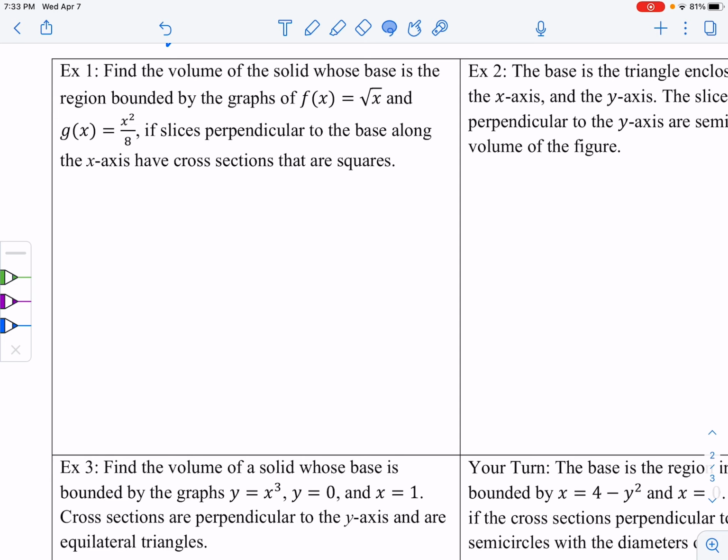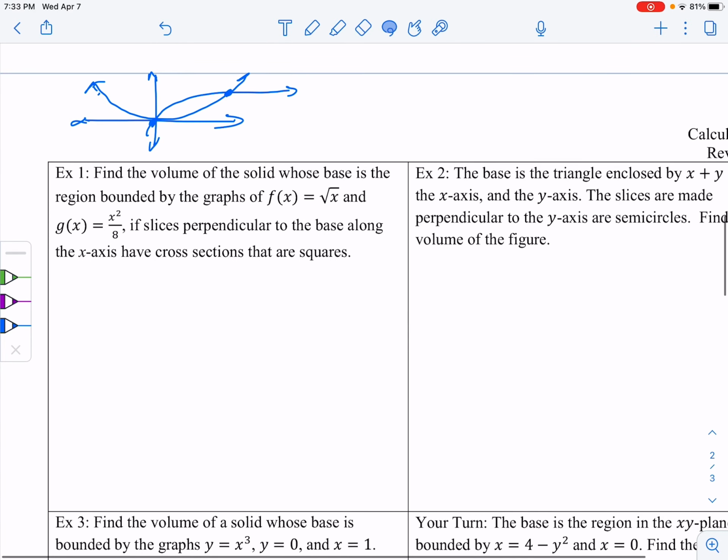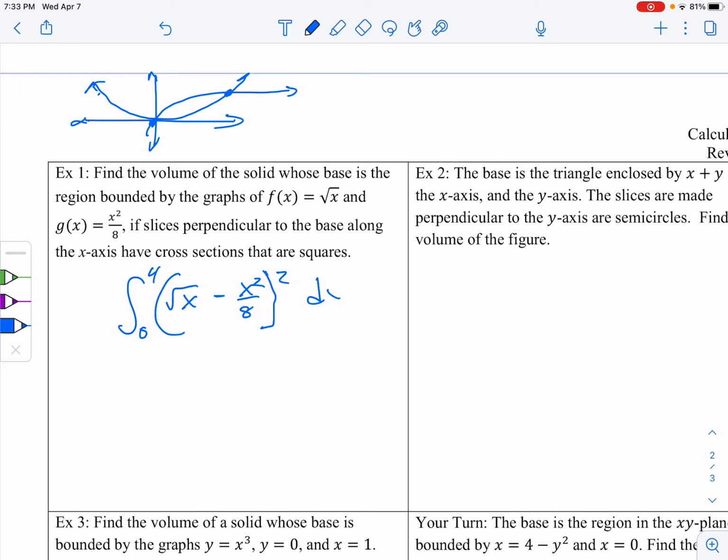All right, so we know this one's on top. We're going to integrate from 0 to 4. Square root of x is on top. x squared over 8 is on the bottom. That's squared, and it's going to be a square, so that's all you have to do. Okay? And when you calculate it, you get 2.057.